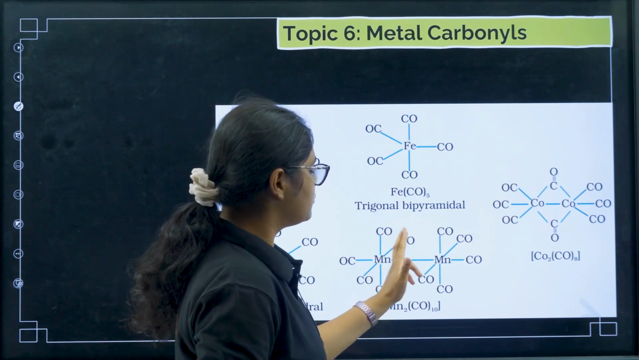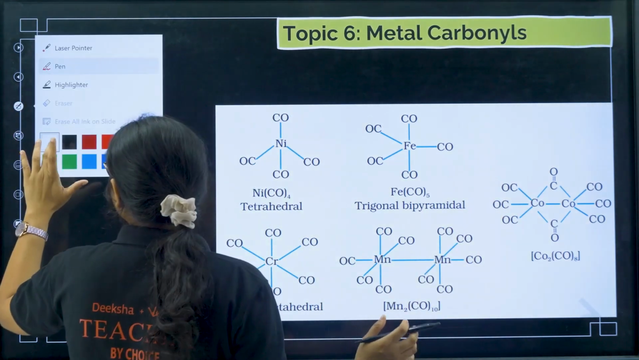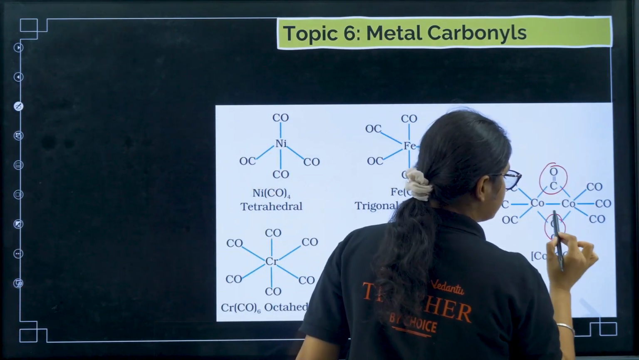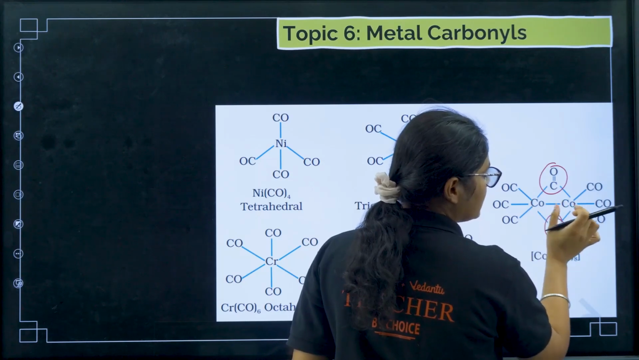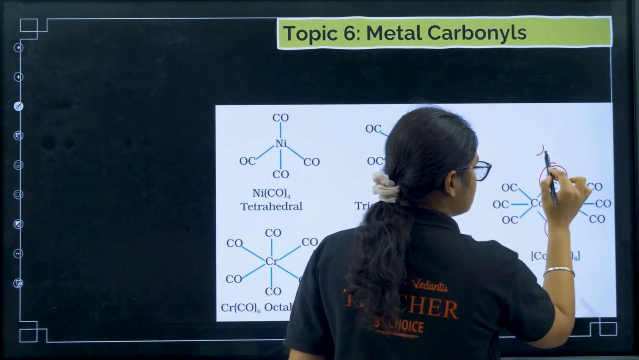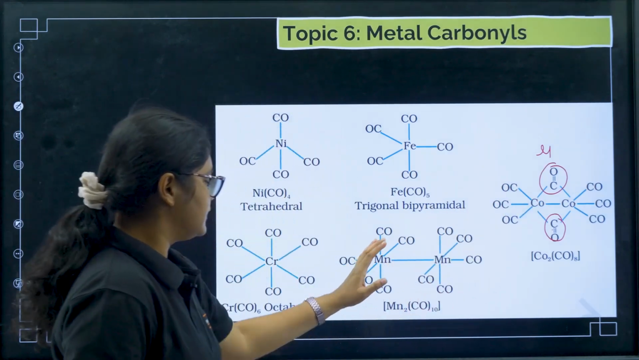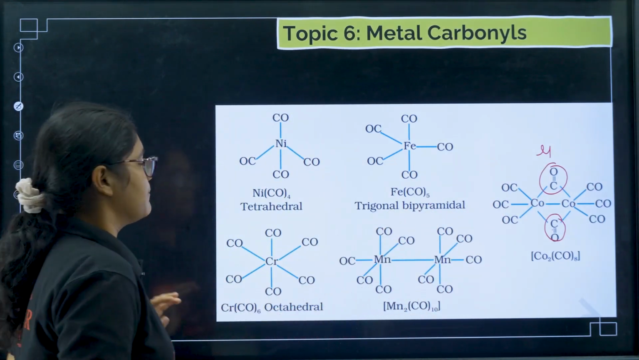Next you have Mn2(CO)10, and here generally the question is asked about bridging ligands. You can see that this carbonyl and this carbonyl are bridges connecting these two cobalt atoms. These are called bridging ligands. Please remember we have two bridging ligands here. Here there is no bridging ligand. So please remember the structure of these two compounds.